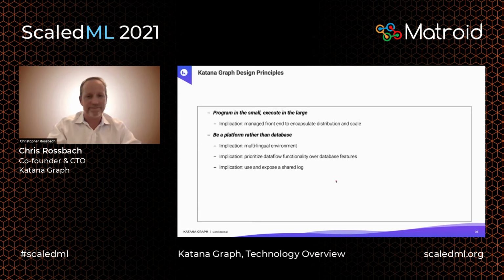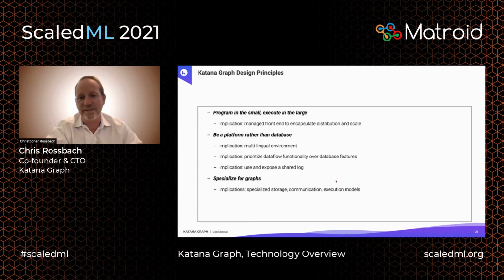Specializations for graphs, perhaps not surprisingly, since I've already intimated that this will be the case. The Katana system has a number of specializations that occur both at the storage layer, secondarily at the communication layer, and then at the execution model layer that make it possible to be very efficient for graph data. And the final principle that I'm going to articulate, but not spend time on in this talk, is that we want to virtualize resources, but only do so when necessary.